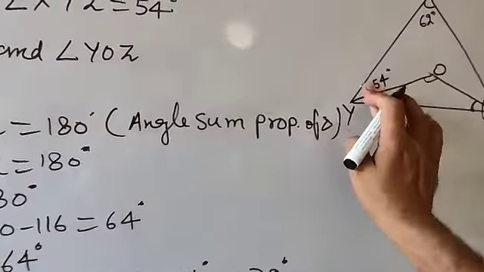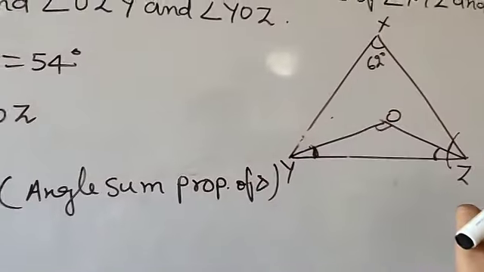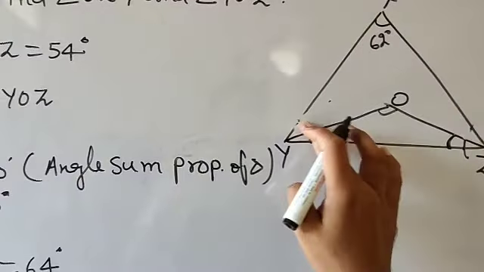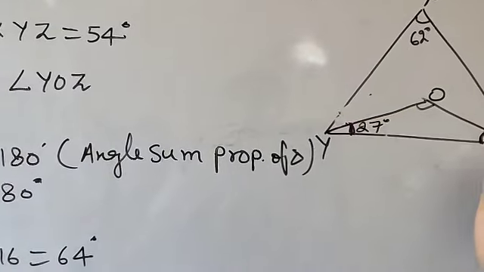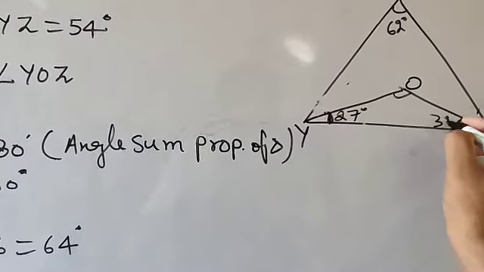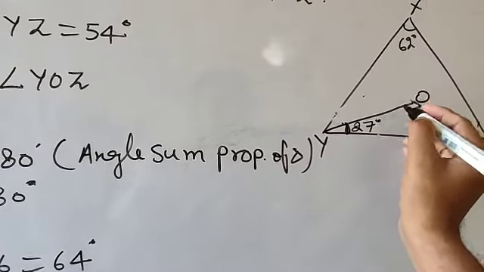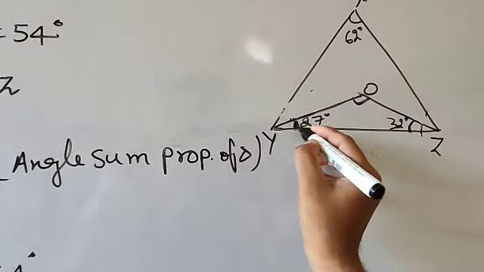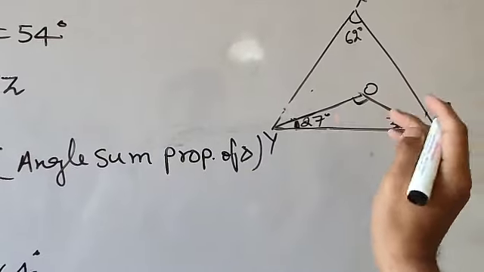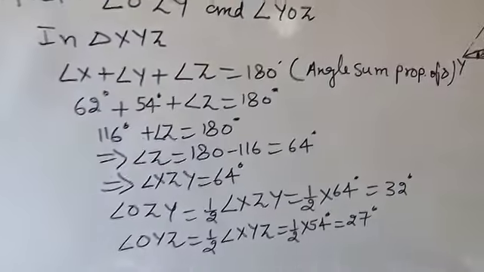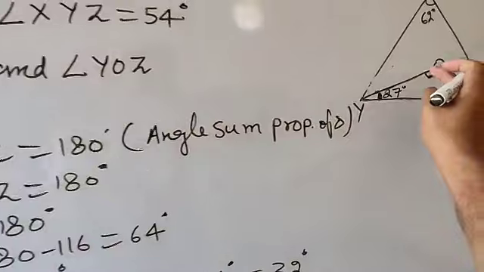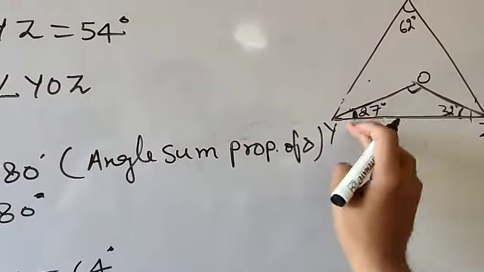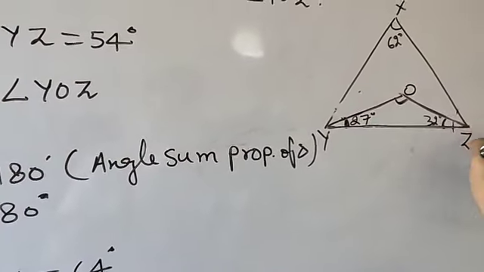Now again students, here I got that it is 27 degree and here it is 32 degree. You need to find this angle. So students, it is also a triangle, so it will follow the angle sum property of the triangle. So for this triangle, angle OYZ plus angle OZY plus angle YOZ equal to 180 degree.